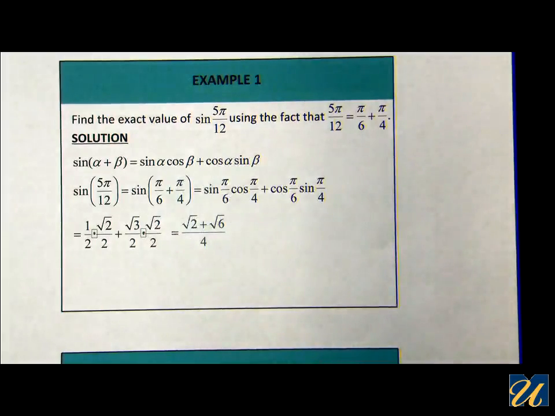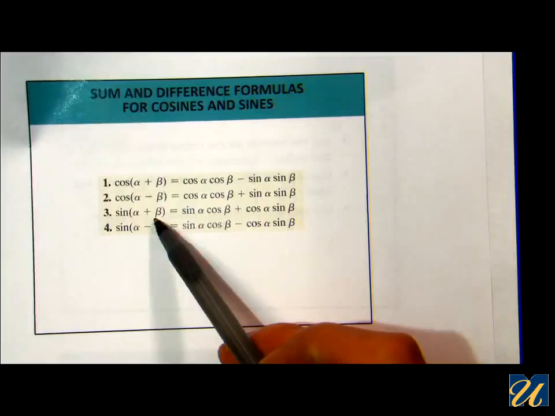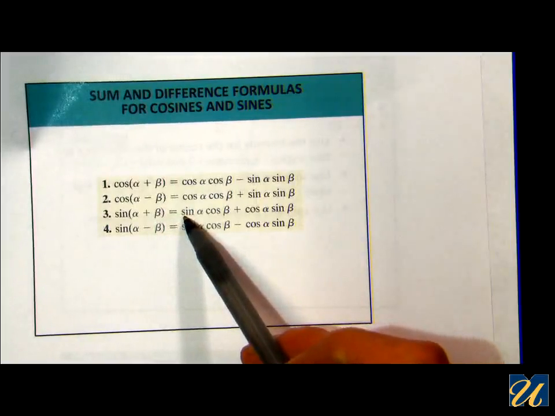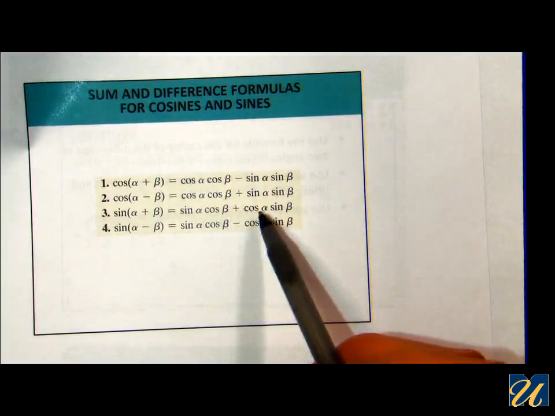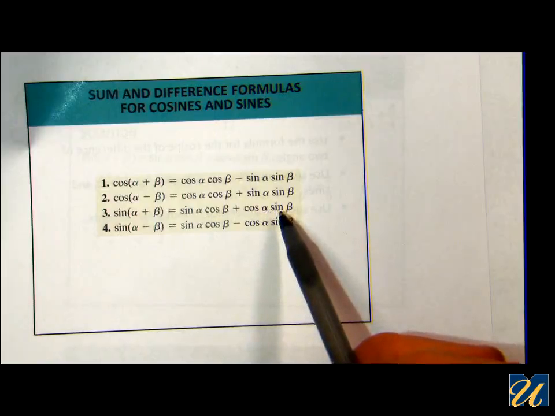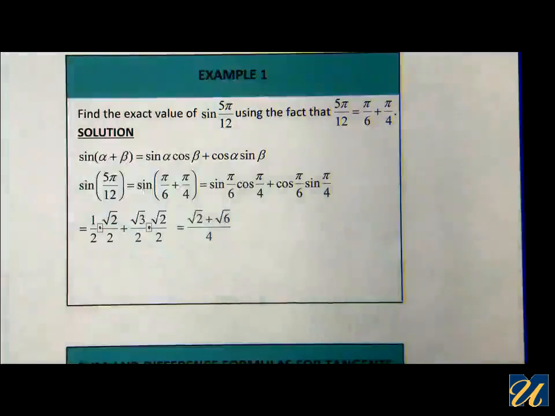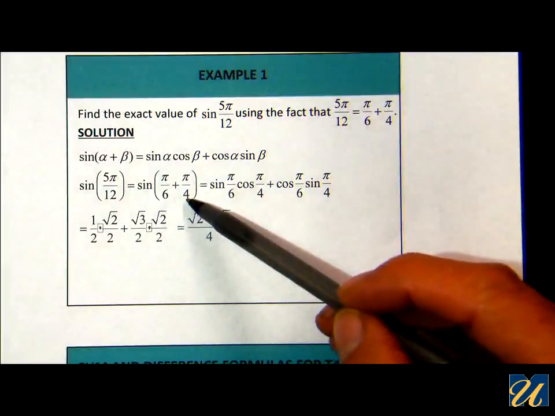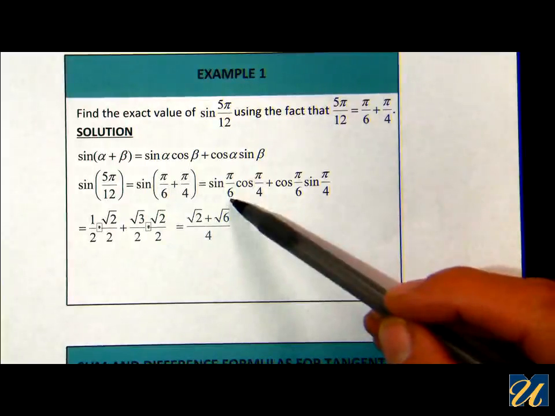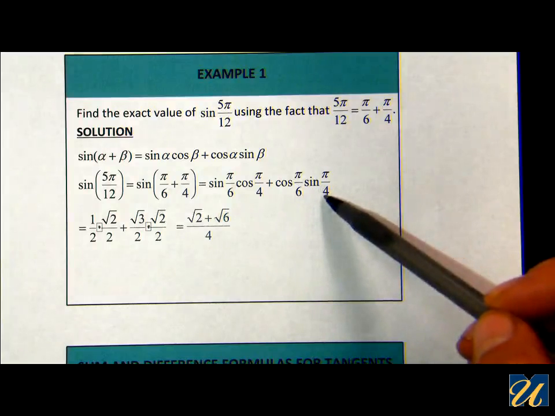We then use our formula. The sine of the sum is sine of the first angle times the cosine of the second, added to the cosine of the first times the sine of the second. So first identify what is A and what is B. Here for us A is pi over 6, B is pi over 4. So we use the expansion formula, sine A cosine B plus cosine A sine B.